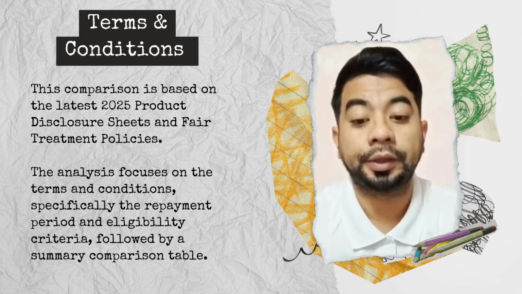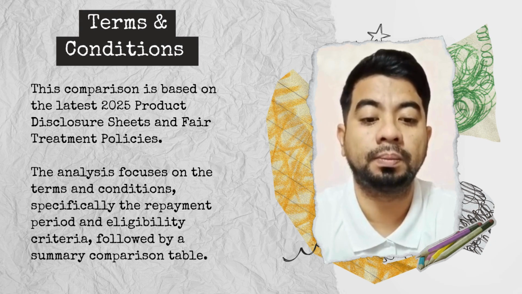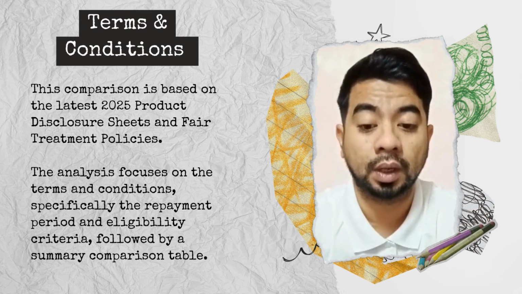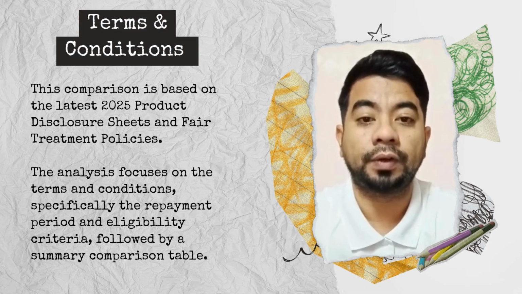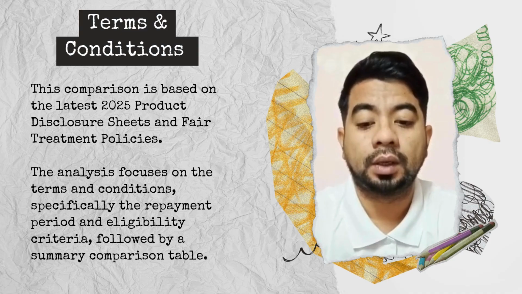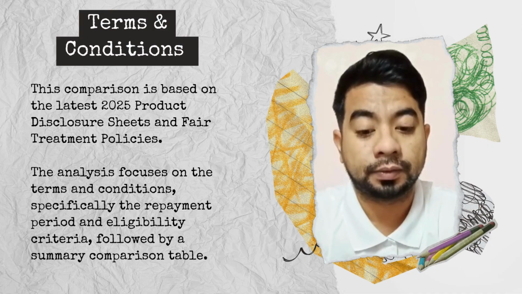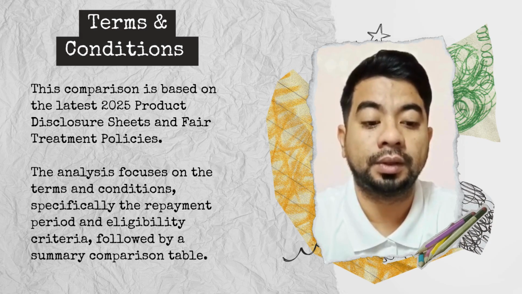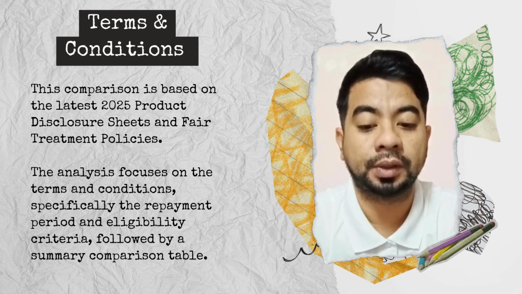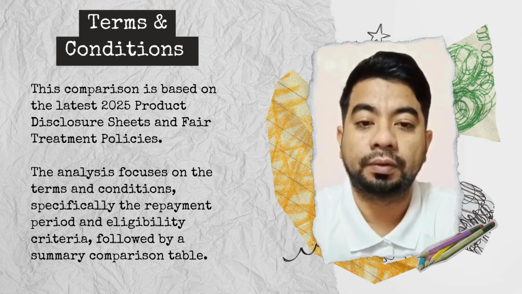Assalamualaikum. My name is Haji and I'll be presenting a comparative overview of two financing products offered by RHB, which are the conventional housing loan and the Islamic home financing. This comparison is based on the latest 2025 product disclosure sheets and fair treatment policies. My analysis focuses on the terms and conditions, specifically the repayment periods and eligibility criteria, followed by a summary comparison table.